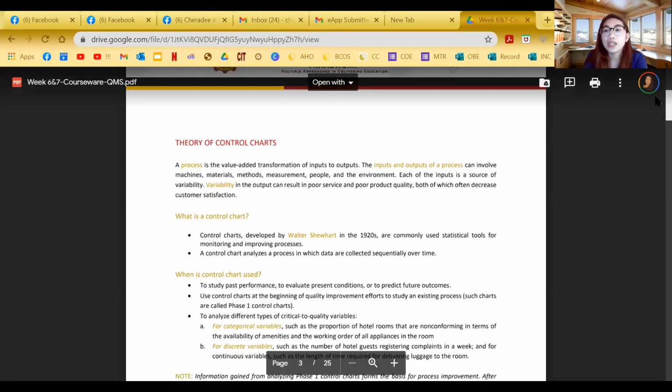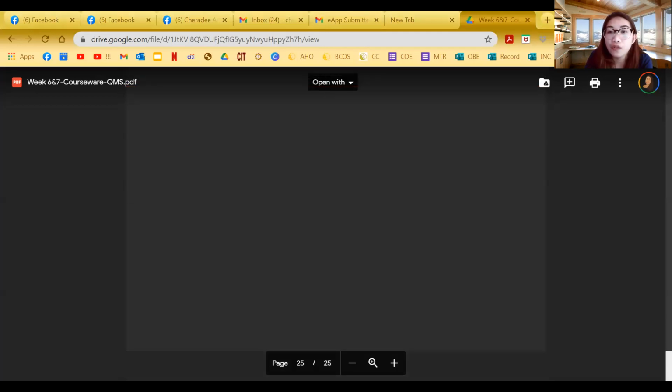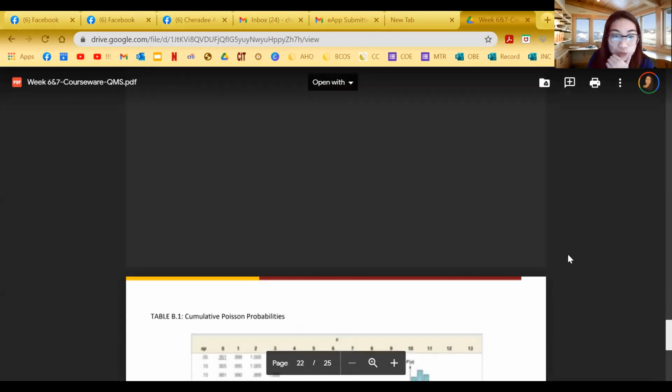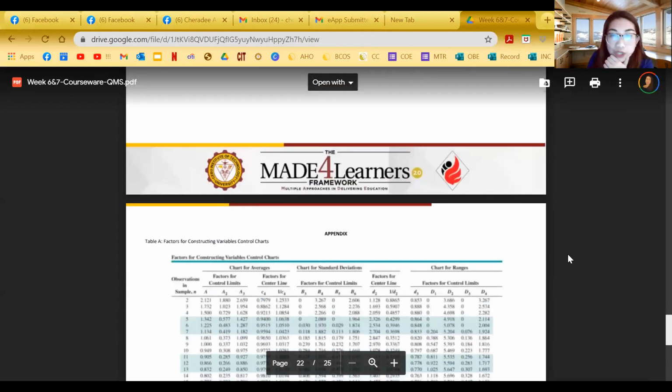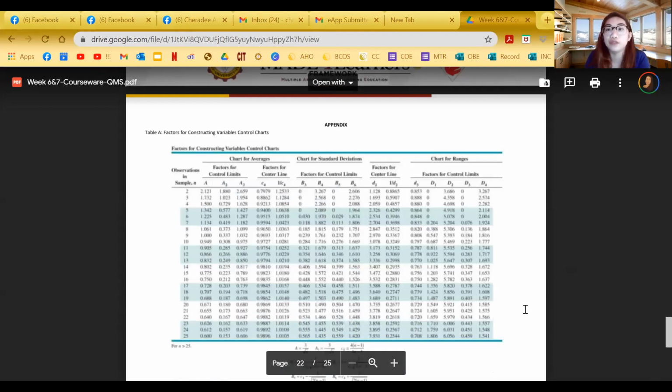So, let me open that one. Okay, here. Share screen. Okay, this one. So, you can see my screen now, right? Okay. In getting the A3, A4, and D4, D3, guys, this is the purpose of the attached table of constants. Okay, this one. This is your table of constants.